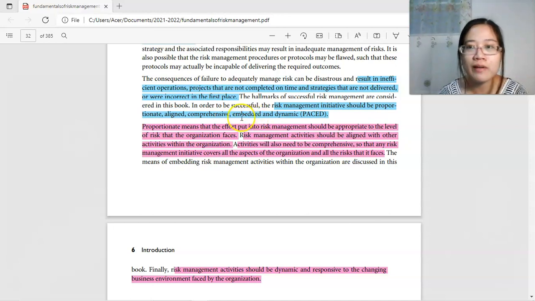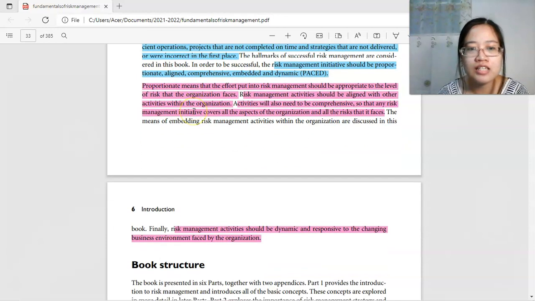Okay? Then you have your embedded. Kumbaga, attached na siya sa management process, sa operations ng business. Kumbaga, hindi na siya nakahiwalay, naka-embed na siya sa mismong operations. And then you have dynamic, of course, changing times, especially with technology, and especially kung gumagamit ng technology ang inyong business. So you have to be dynamic or changing with the times or changing with the advancement in technology.